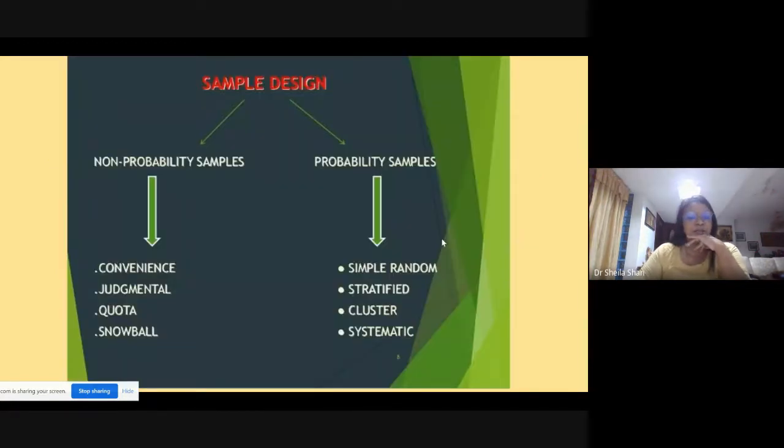This one is just a revision of what we have studied. Probability samples and non-probability samples. For non-probability sampling, we have convenience sampling, judgmental sampling, quota sampling, and snowball sampling, which I have explained before. We also have simple random sampling, cluster sampling, and systematic sampling.